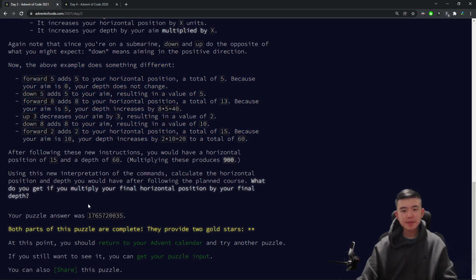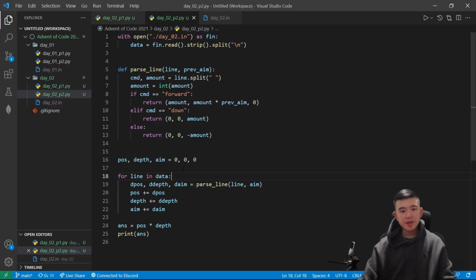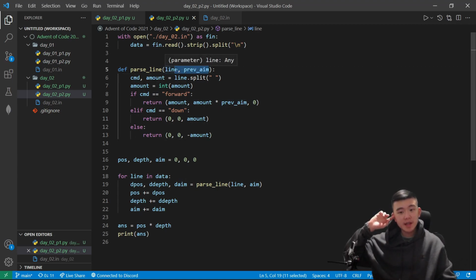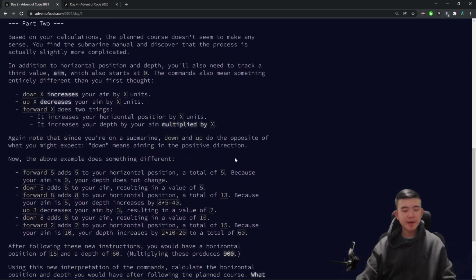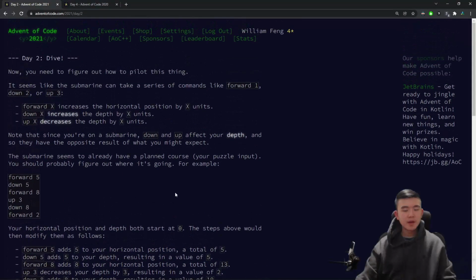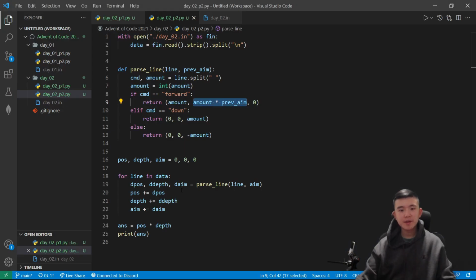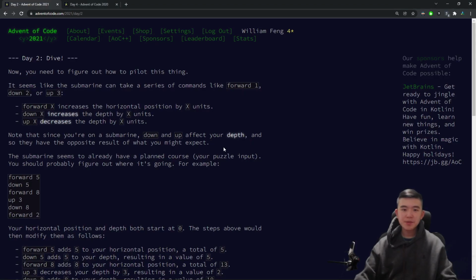And then it just gives your example. You still have to find your final position multiplied by your final depth. So that was pretty simple, I guess. You just have to maintain three values instead of two. In this function, instead of just parsing a line, we have to have our previous aim as well, because we are multiplying the amount given in the line by that aim to figure out how much to change our depth by. So yeah, that's pretty simple. These puzzles will get harder as the month goes on, but today's was pretty simple in my opinion. Great way to learn programming.